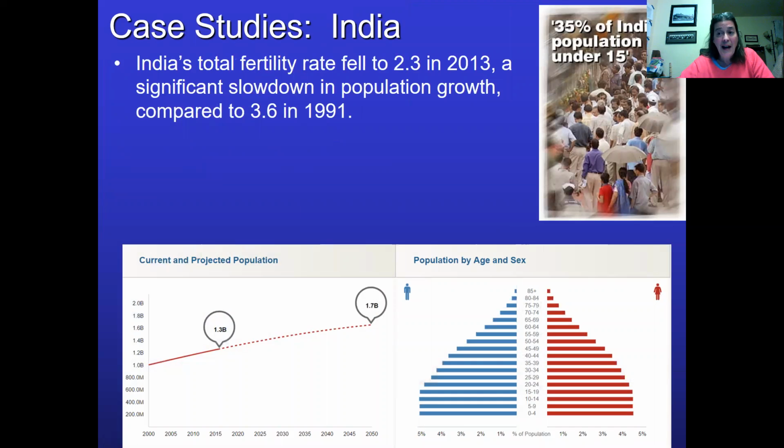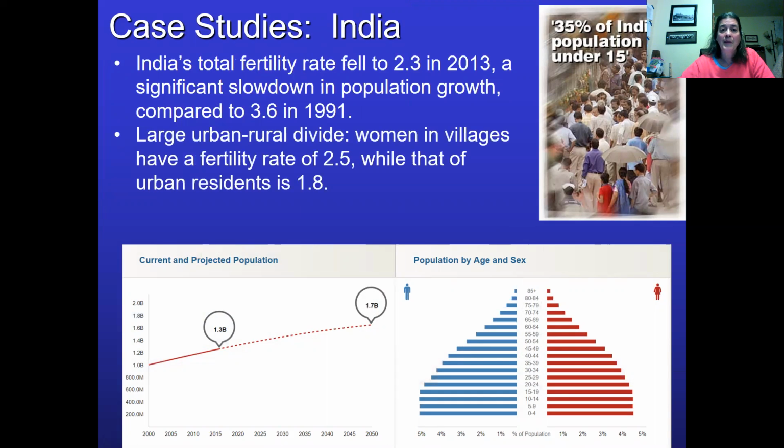Their total fertility rate has come down quite a bit, but not as much as China's. If you look at it, it's still 2.3, which is a little bit high, but it means that they will be starting to stabilize because it came down from 3.6, which was quite a bit higher in 1991. There is a large urban-rural divide that you kind of saw on that map on the previous slide.